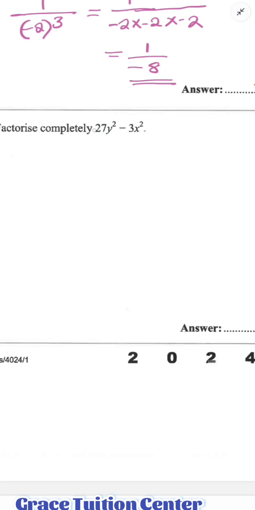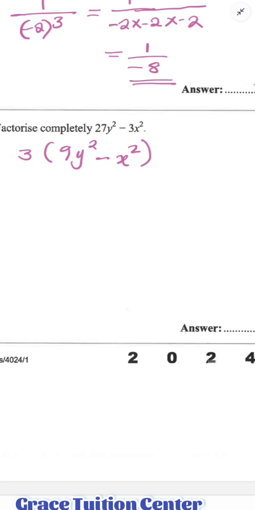So you can clearly see that 3 can go into 27. 3 can also go into 3. So 3 is our common factor. So I'll write 3 here, open bracket. How many times does 3 go into 27? 9 times, and the y squared remains there. How many times does 3 go into negative 3? You just remain with negative x squared, because 3 and 3 divide out, you remain with the negative 1, and if the coefficient is 1, there's no need to write it.